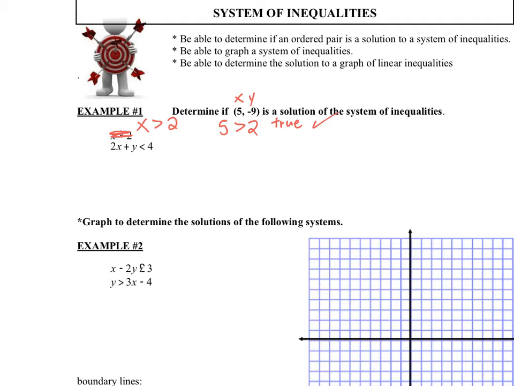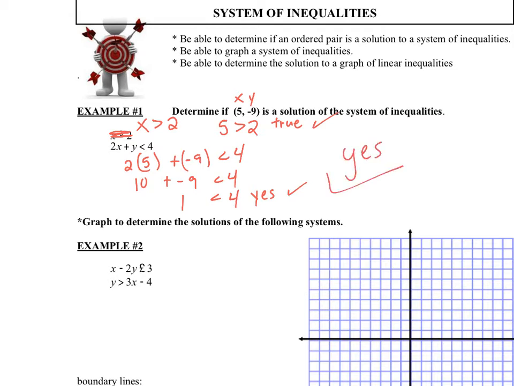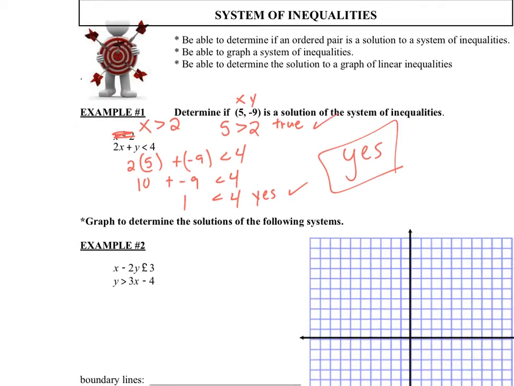Yes, that is true. Then we take the x and y and put them into our second inequality. So it's 2 times 5 plus -9 is less than 4. Okay, 2 times 5 is 10. 10 plus -9 is 1. So is 1 less than 4? Yes, that is true. So is this ordered pair a solution to the system? Yes, it is, because it makes all of them true. It can't just make one of them true, it has to make both of them true to be a solution.